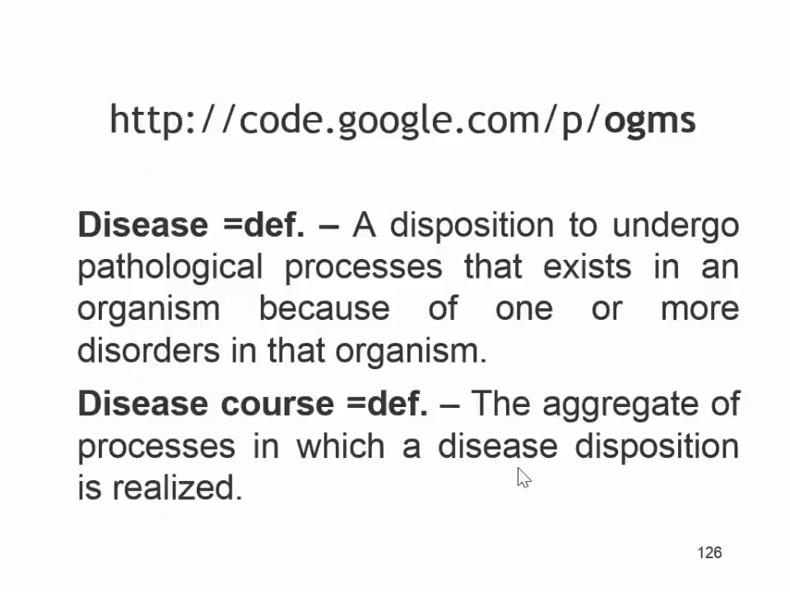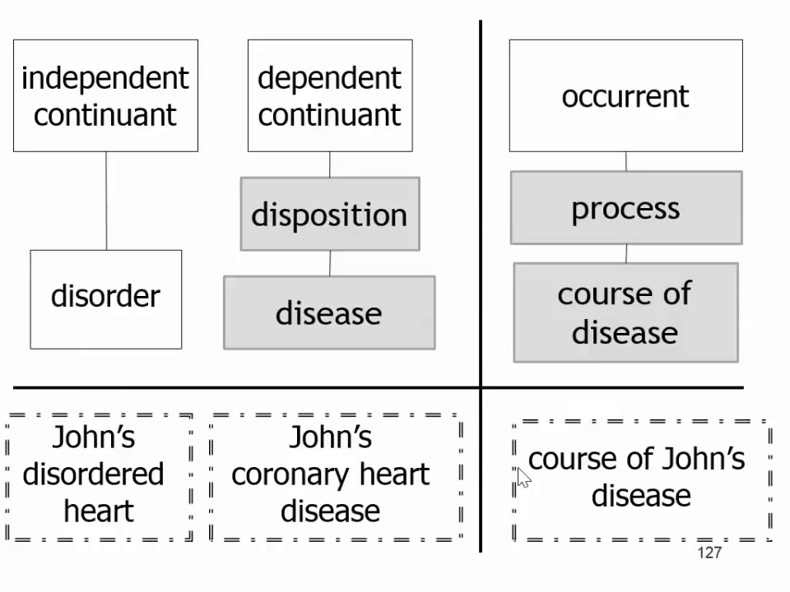This is the definition of disease which you already saw. The definition of disease course is the aggregate of processes in which a disease disposition is realized. Someone who has a disease and gets a special kind of treatment will have a different disease course from somebody who has the disease without the treatment. And then we need to classify the different disease courses according to the different treatments which are available for a given disease. And then the picture looks like this.